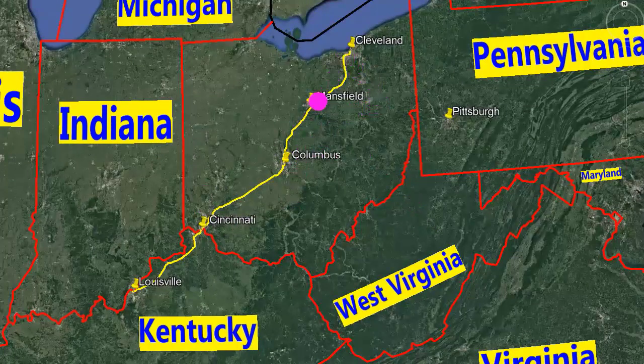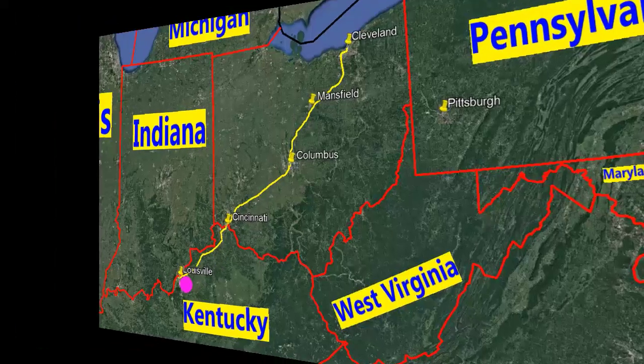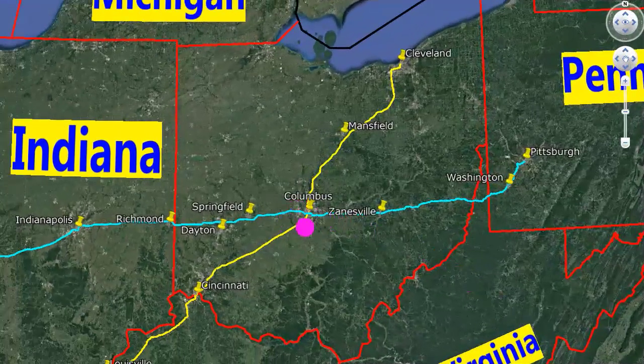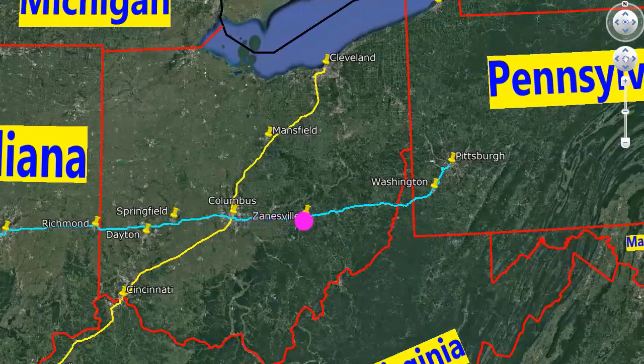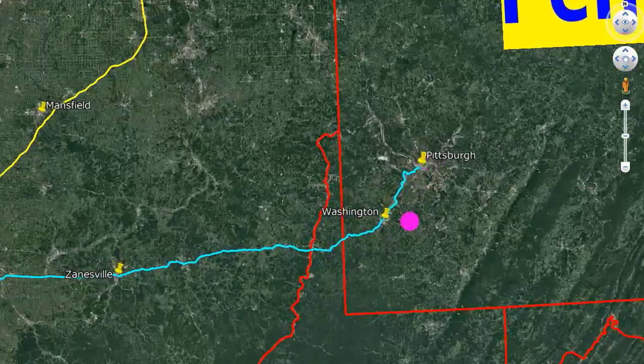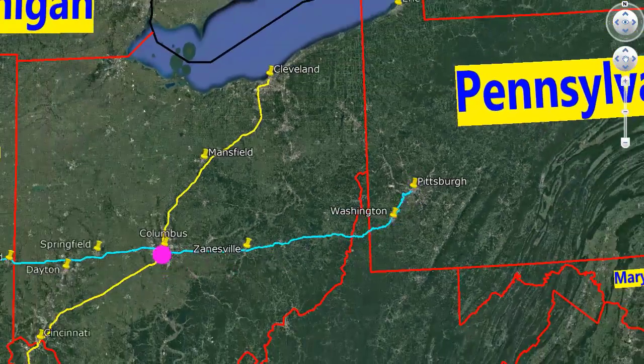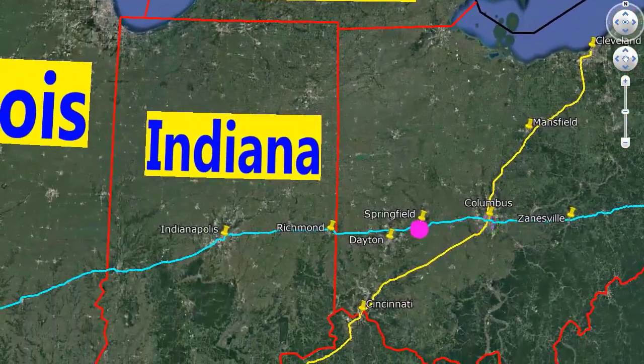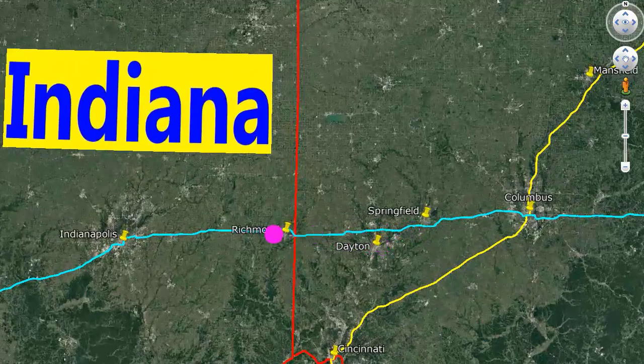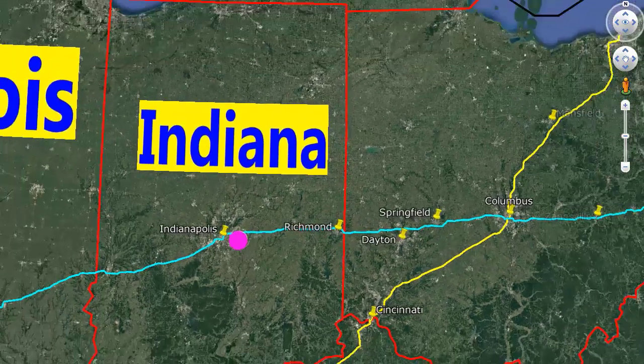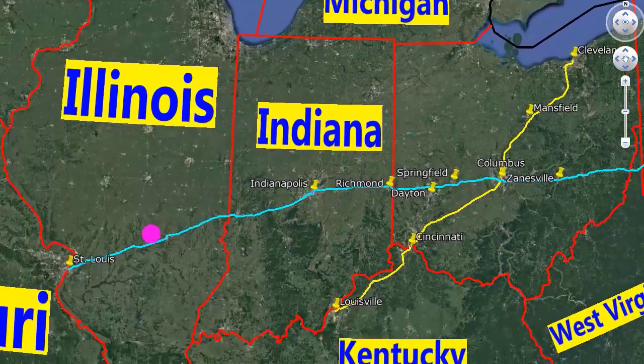Interstate 71 is the main road to drive from Cleveland to Mansfield, Columbus, Cincinnati, and then to Louisville in Kentucky. From Columbus, you can take Interstate 70 to travel east to Washington in Pennsylvania, and then to Pittsburgh via Interstate 79. Or you can travel west to Springfield, Dayton, Richmond in Indiana, and Indianapolis, the capital of Indiana.